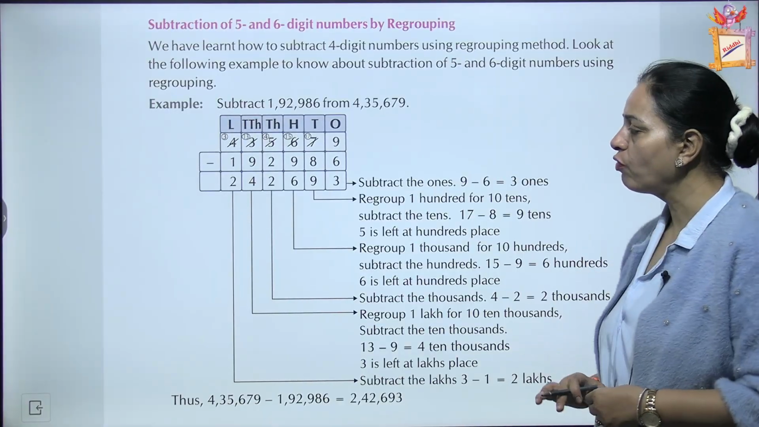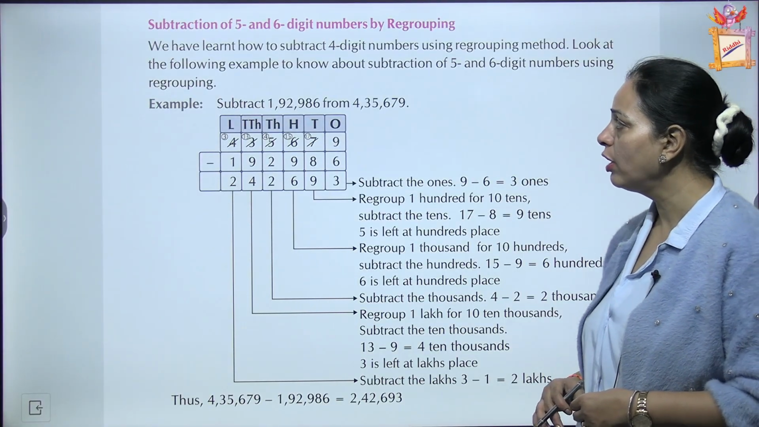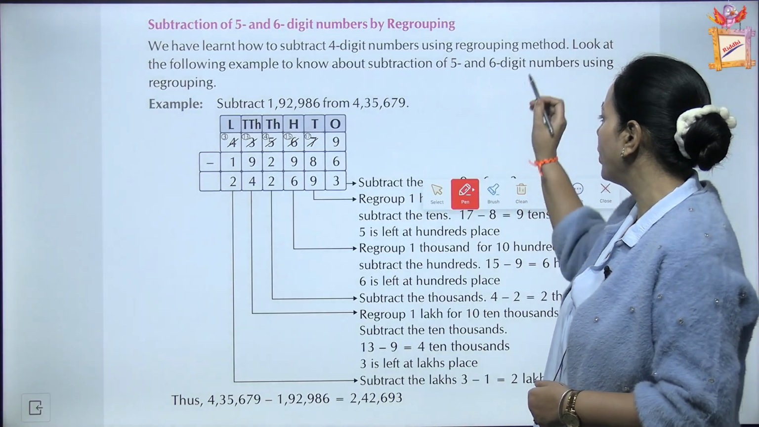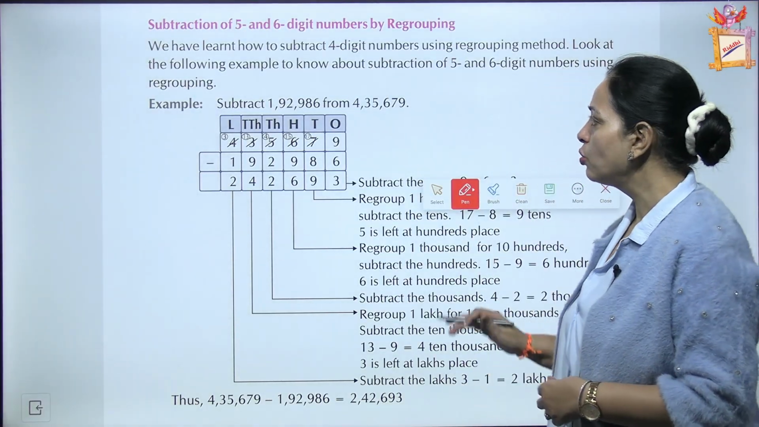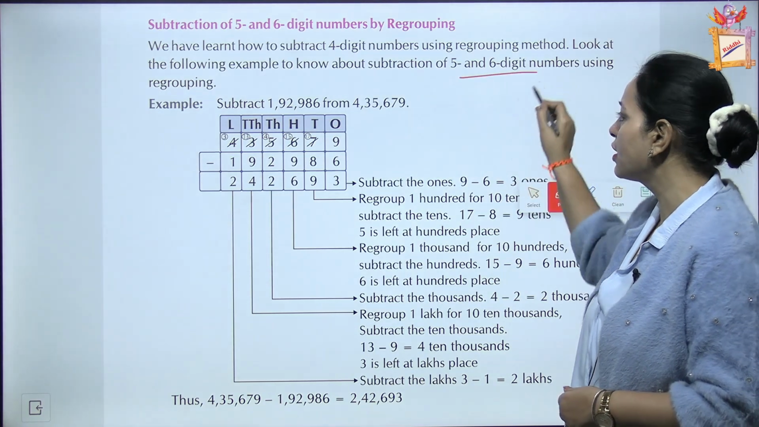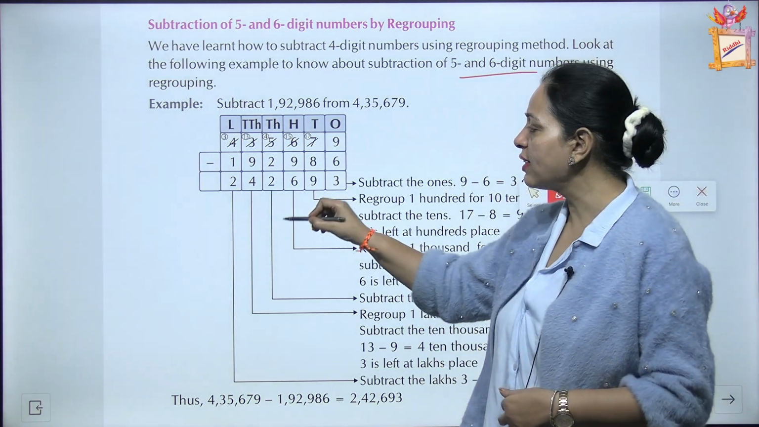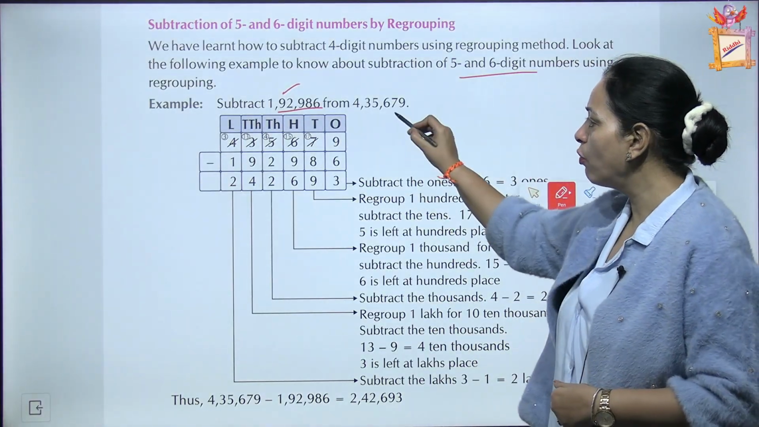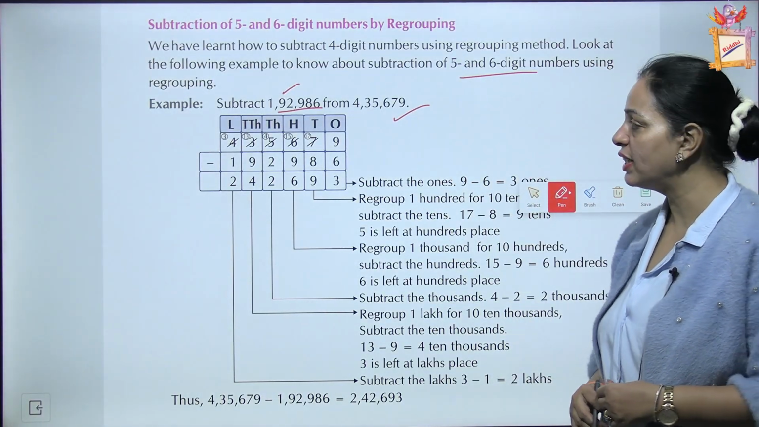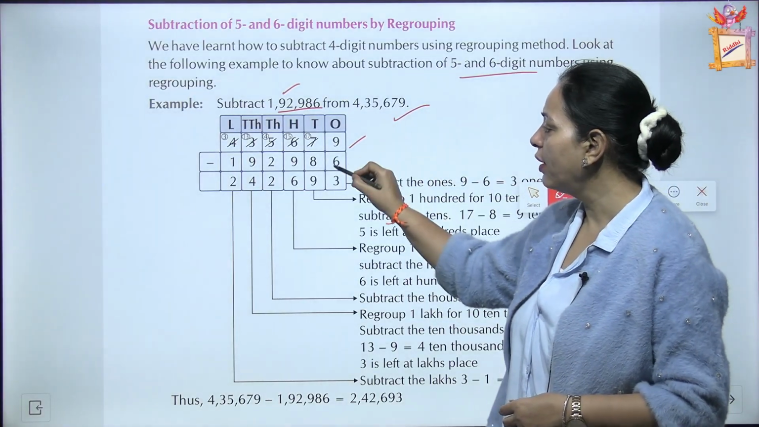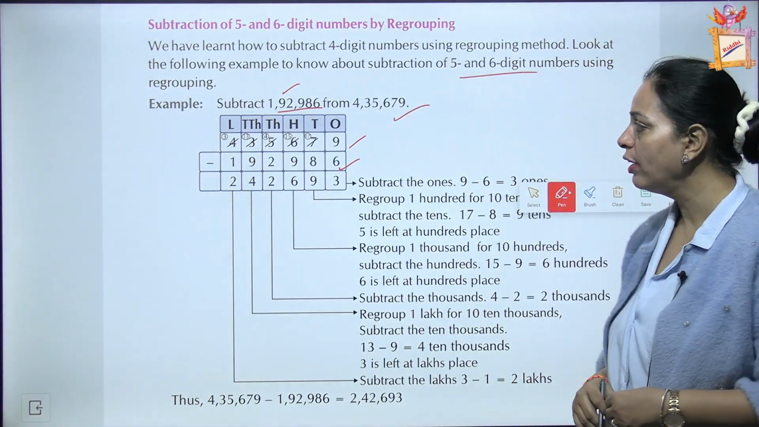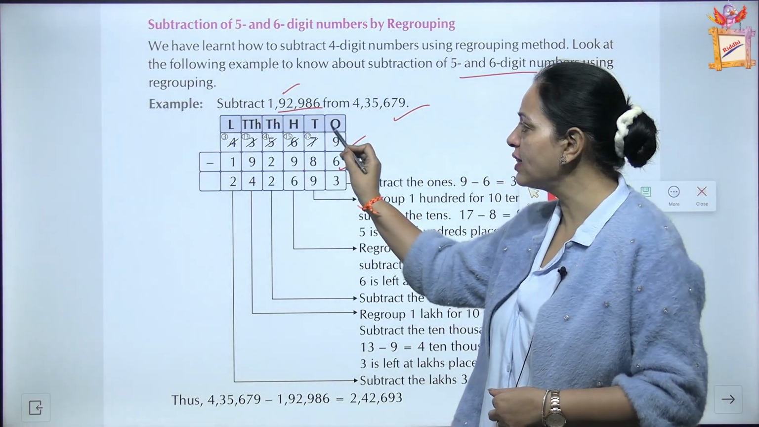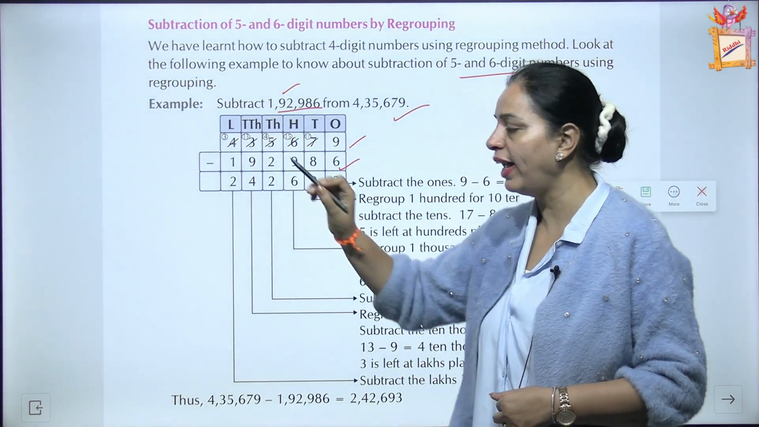Now, subtraction of 5 and 6 digit numbers by regrouping. We have learned how to subtract 4 digit numbers using the regrouping method. Look at the following example to know about subtraction of 5 and 6 digit numbers using regrouping. See example, subtract 1,92,986 from 4,35,679. So first write this number and then write the first one. Okay, now what to do? According to the place: ones, tens, hundreds, thousands, 10,000s and lakhs.